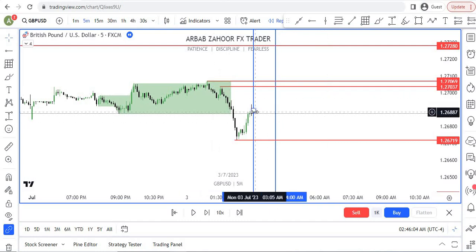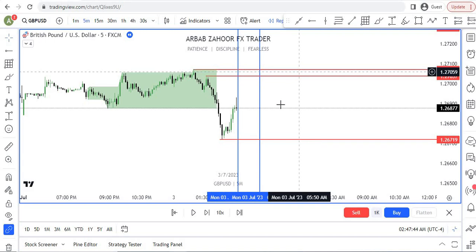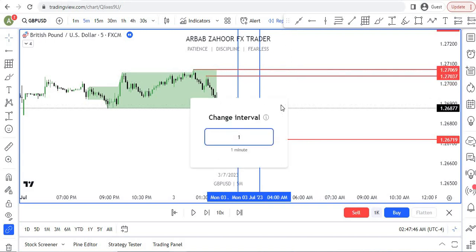Then we have to wait for the market to run one side of the liquidity. If this setup happens before 4 a.m., then we will enter the trade. If not, then we will forget this session and wait for another session, like 10 a.m. to 11 a.m. or the p.m. session. Understood?